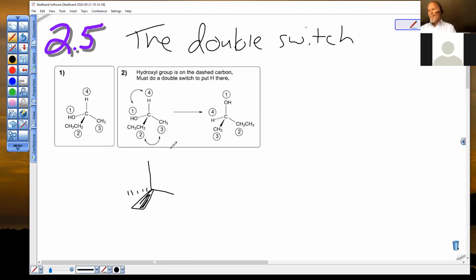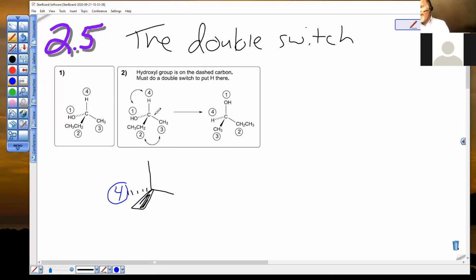Fair enough? So why do we always find the 4 group first and then switch it with what's on the dash? Because that's what the textbook says to do. Well, the objective of the double switch is to get the number 4 group on the dash. So find the 4 and put the 4 on the dash. I don't care what's on the dash. I only need the number. I don't need you to copy the group out. That's a waste of time.